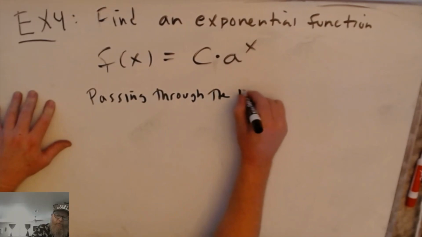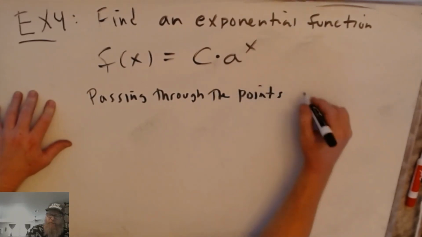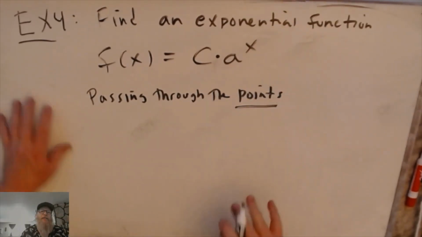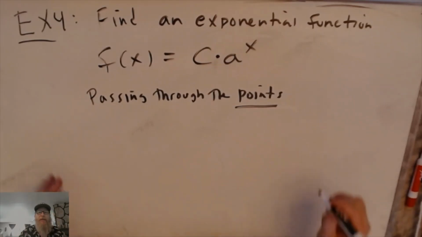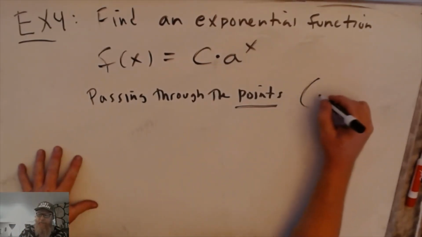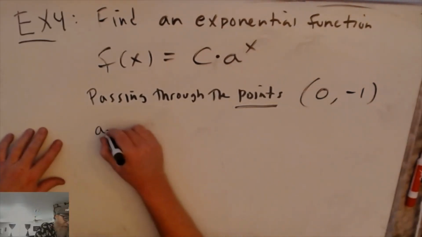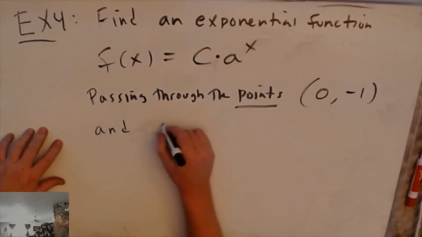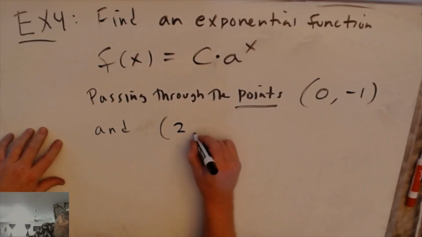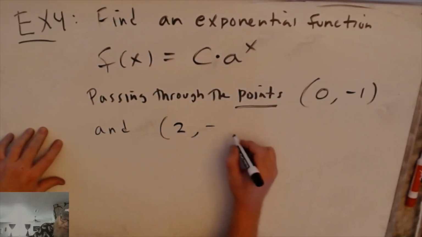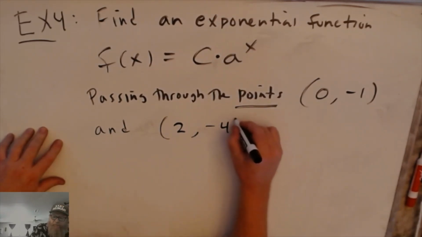So find this exponential function passing through the points now. I'm going to kind of kick up the complexity a little bit. (0, -1) and (2, -4).